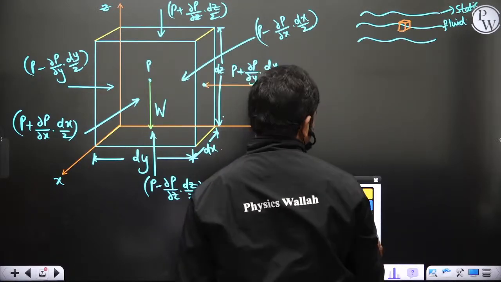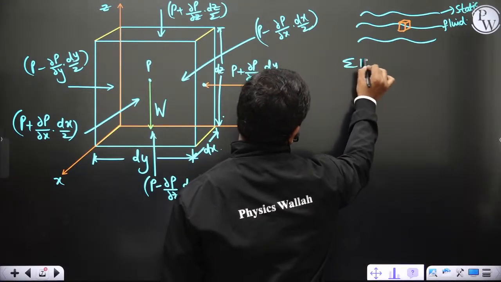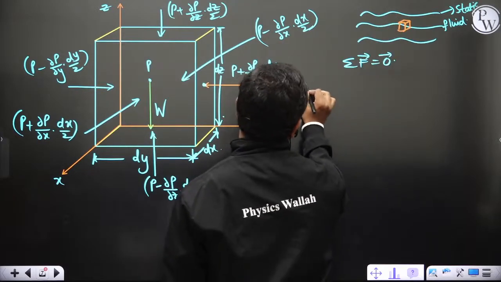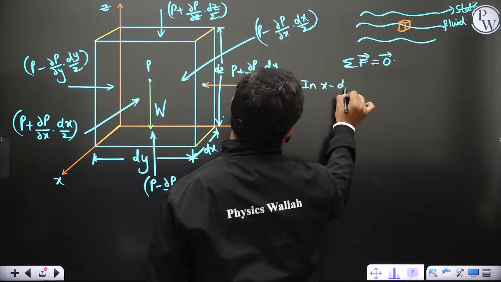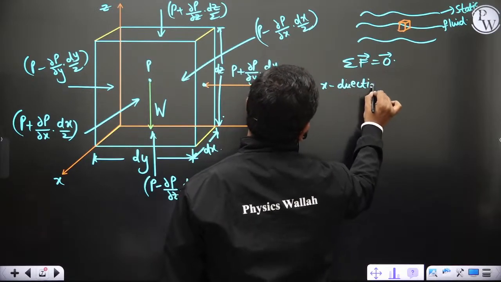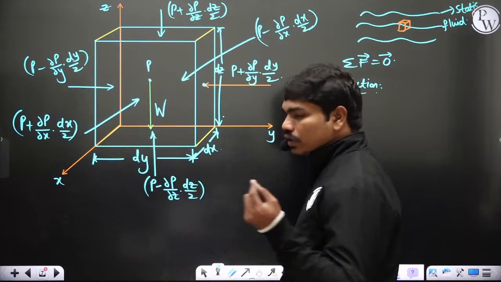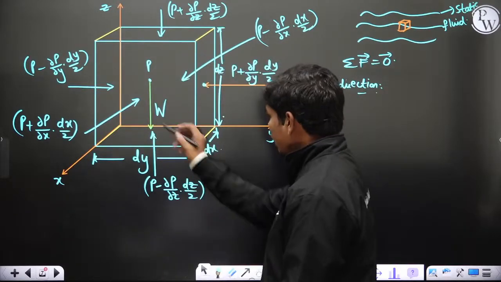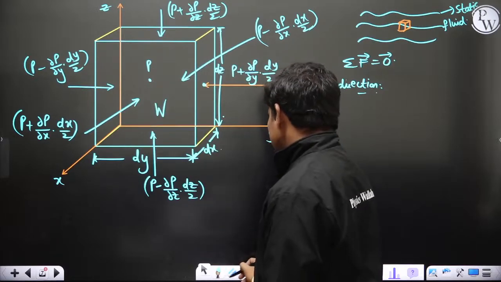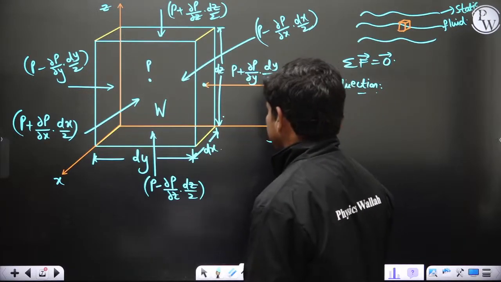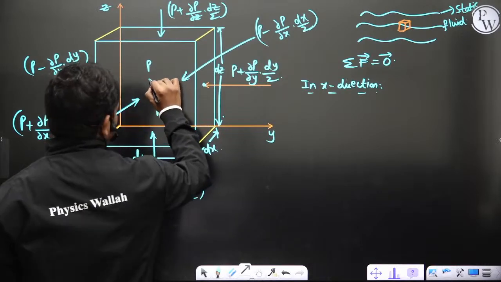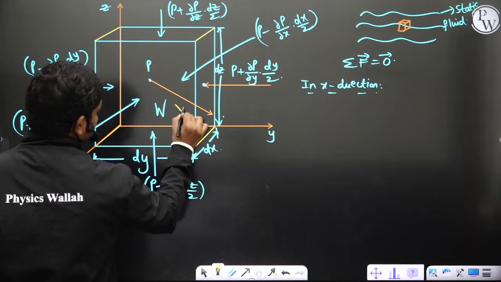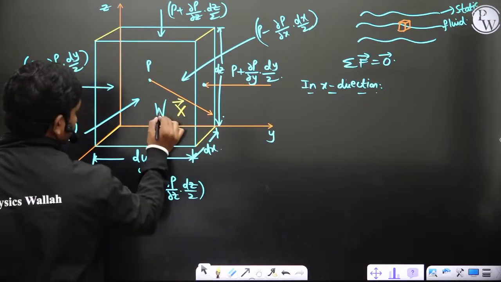Okay, now obviously sigma f has to be 0 on this block because it is in static condition. So in x direction, if you apply in x direction, look, I just want to do one thing. Instead of taking weight, I want to generalize something called body force. Let us suppose there is a body force vector, for example. Let us suppose through the centroid some body force x is there. This is x. Okay, so body force vector, for example.